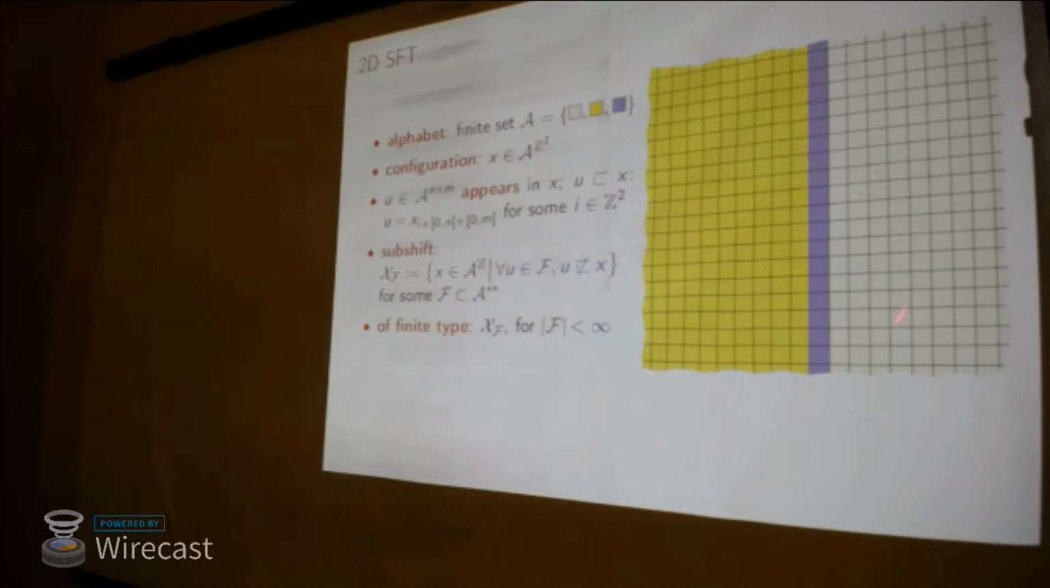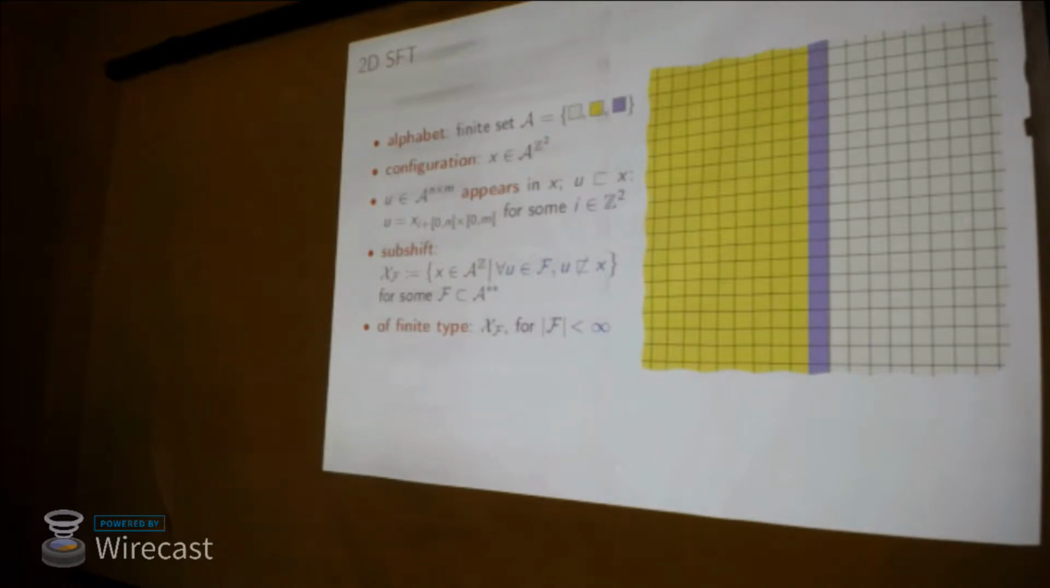So, for example, here if I forbid blue, blue, blue, yellow, and white blue, and maybe white yellow, only horizontal patterns, then this forces some kind of configuration in this way, where you have at most one line of blue and yellow on the left and white on the right.